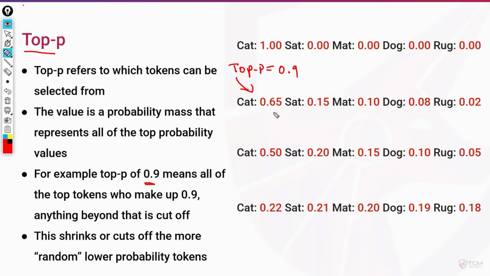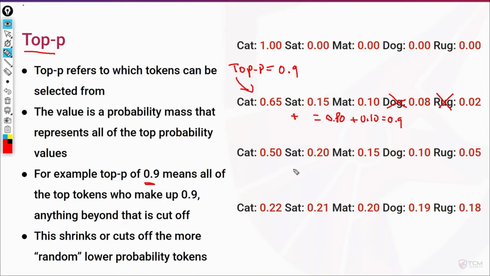Well, if we do this one plus this one, we get 0.80, plus mat at 0.10 equals 0.9. So that means these two aren't even going to be included. Even though there's a very small probability associated with these, we're not going to allow the model to pick from them. The reason is to cut out any chance of words that really don't have a lot of probability of being selected.